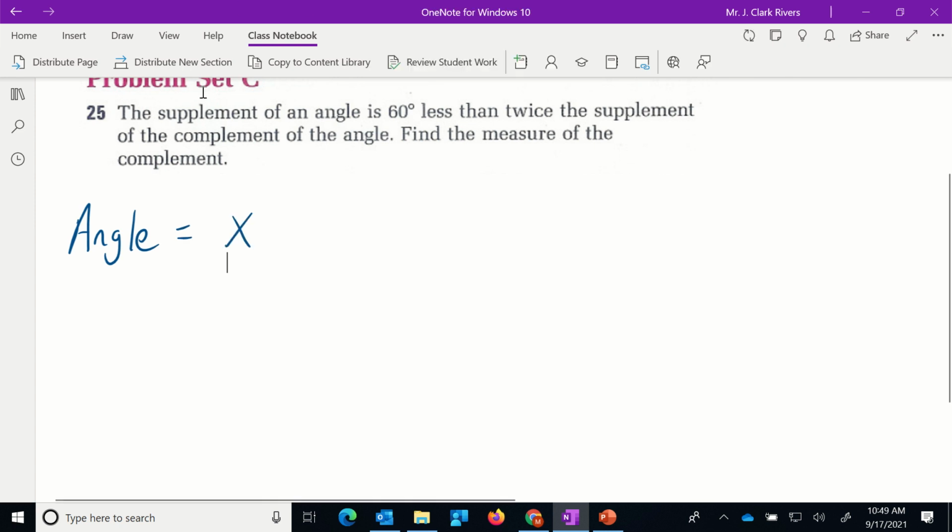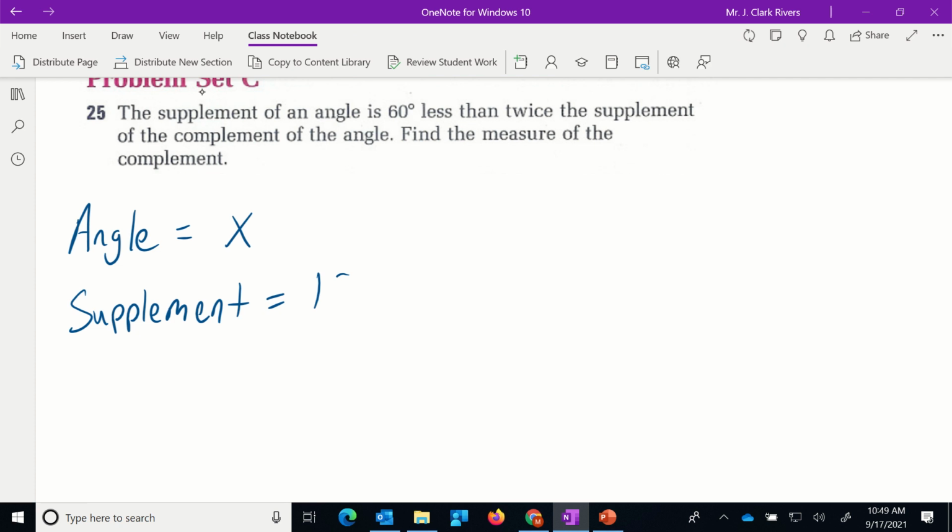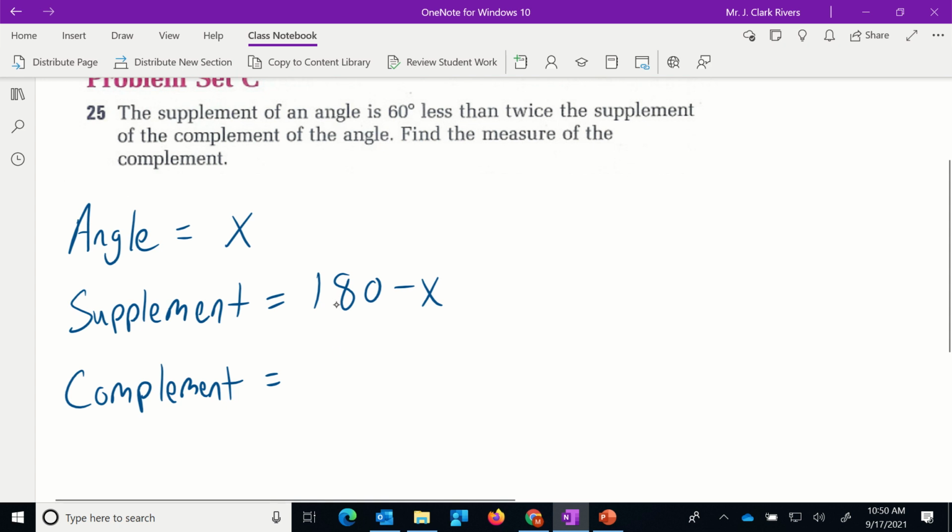See here the word is a supplement. So I'm going to put this in as a placeholder. This does not mean this is what we're going to go with in the end. But whenever you see the word supplement, I want you to think 180 minus x. As I scan through it, I see the word complement show up as well. When you see the word complement, again, this is not necessarily what we're going to go with, but when you see complement, I'm going to put in 90 minus x.